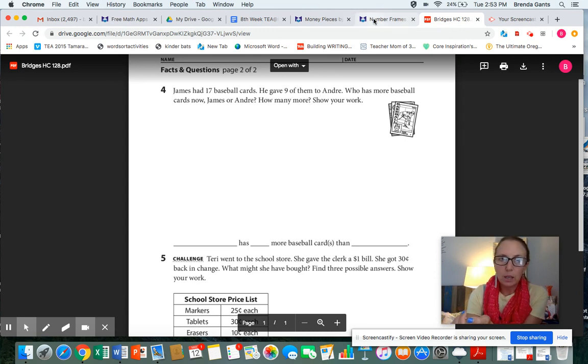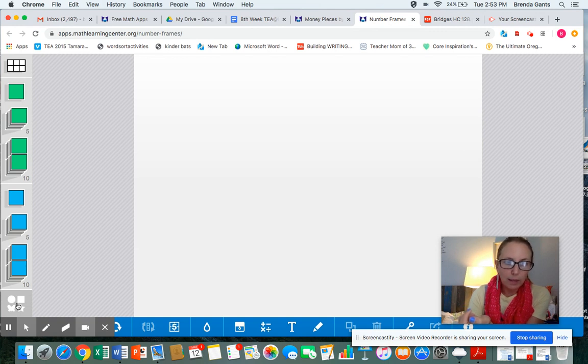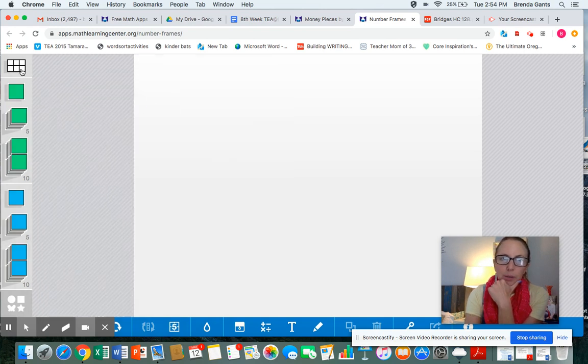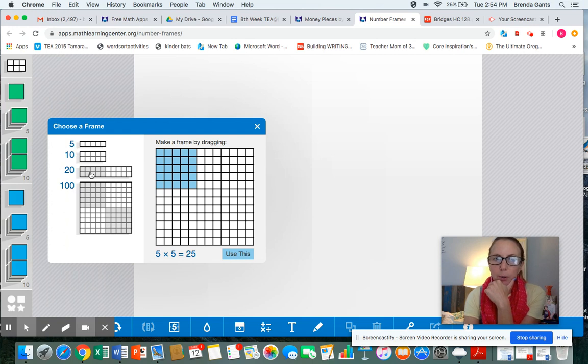So let's see. I am thinking about a model like this. So here it starts off with dots and they started off red, but I changed them. I wanted green today. And I wanted them to be these squares so that they would look like baseball cards. I'm only going to use the green ones on the top today. Here I'm going to pick up a frame so that I can put my baseball cards into something. Let's think, is a 5 frame going to work? James started off with 17 baseball cards. That's not going to work. Is a 10 going to work? Maybe if I put 2 of them. Is a 20 going to work?